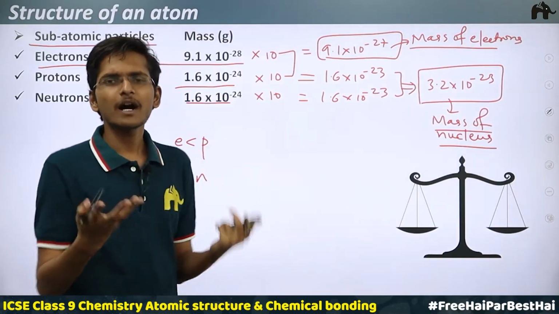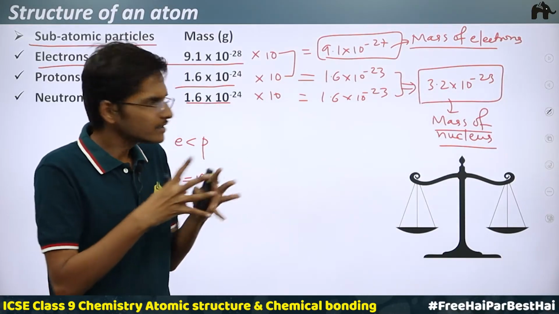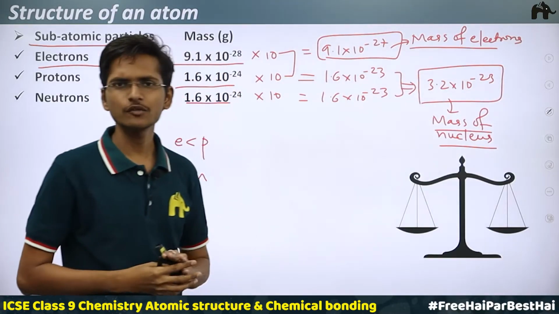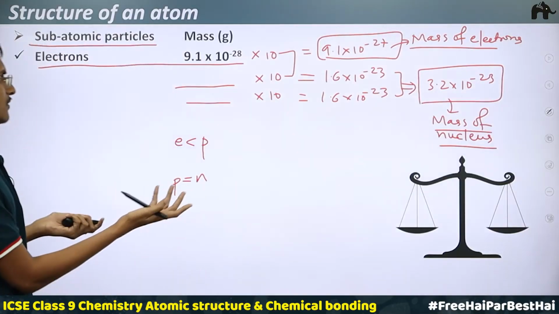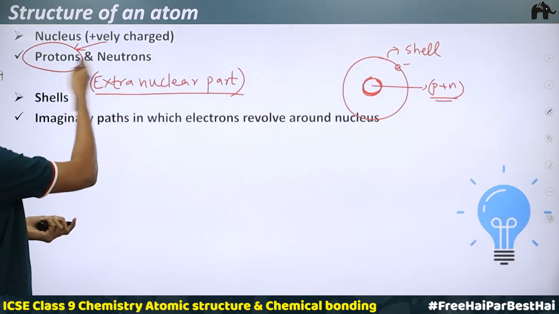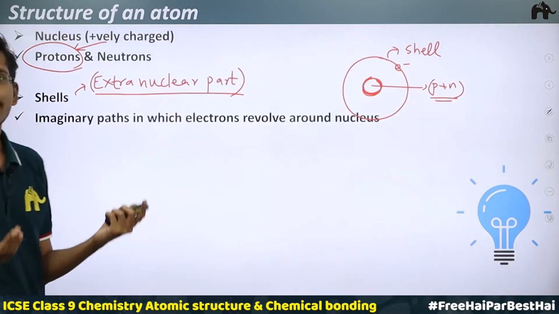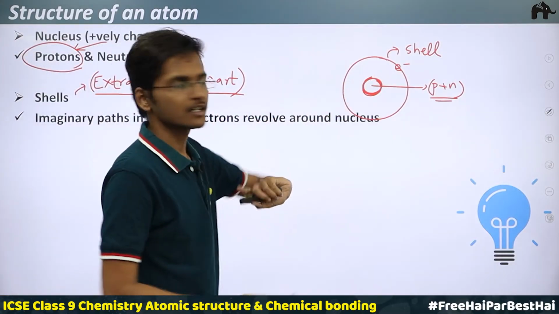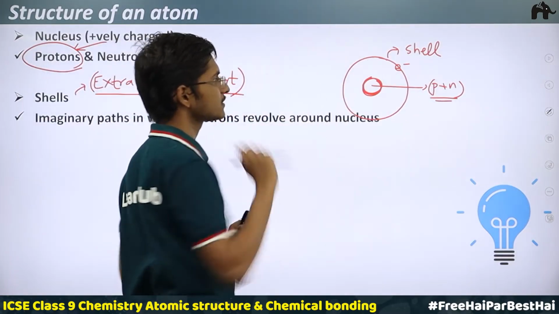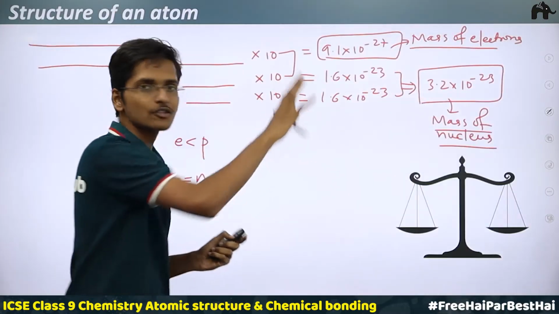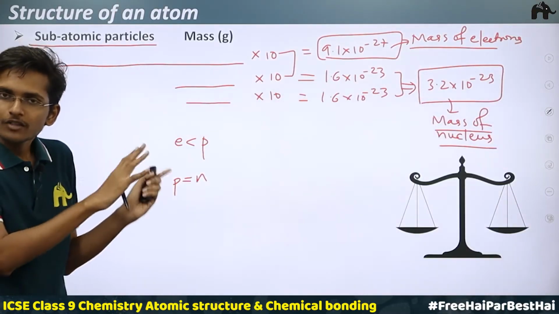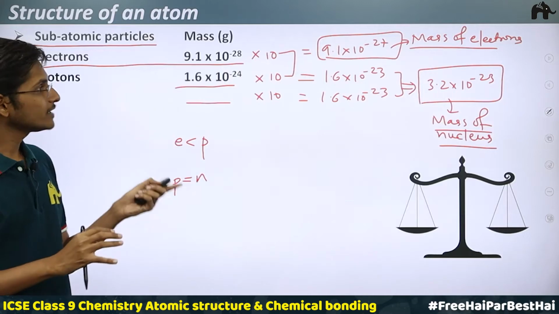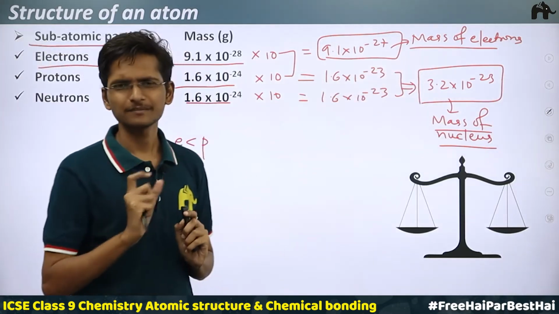And what is the mass of an atom? It would be the sum of the mass of electrons and the mass of nucleus, because our atom simply has electrons, protons and neutrons, right? The nucleus and the shells. Our atom simply has the nucleus and the shells. In the nucleus there are protons and neutrons. In the shells there are electrons. So the mass of an atom would be the sum of the mass of electrons, protons and neutrons. But you can see here the mass of electrons is very less.